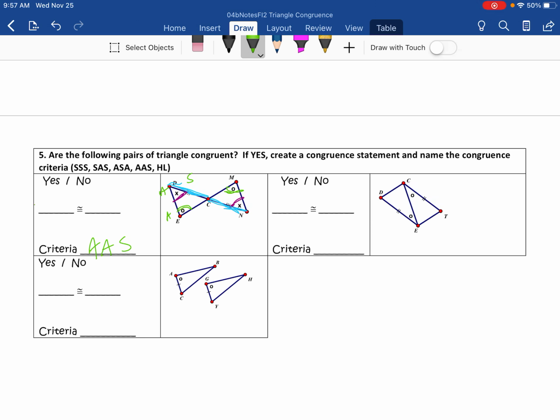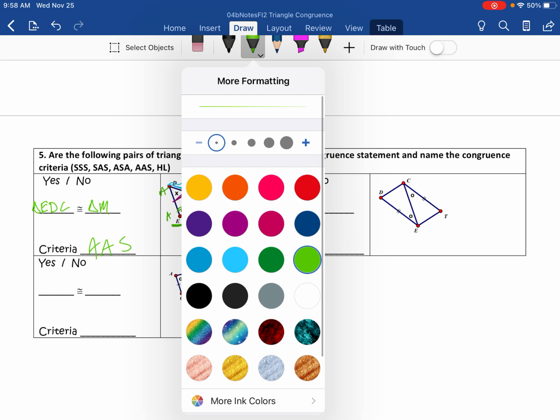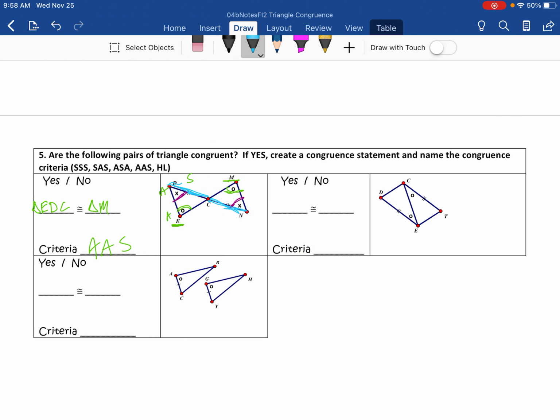I write my congruence statement, so I'm going to say it's going to be triangle EDC. It doesn't have to be EDC. You can rearrange your letters. But once you write that, you have to write your corresponding. So E right here is green, and I know it's congruent to M, so I know it's going to be triangle M. And then we have D. Well, D is right here, and N and D are congruent, so this has to be M, N, and then C. So M, N, C, it has to be those.